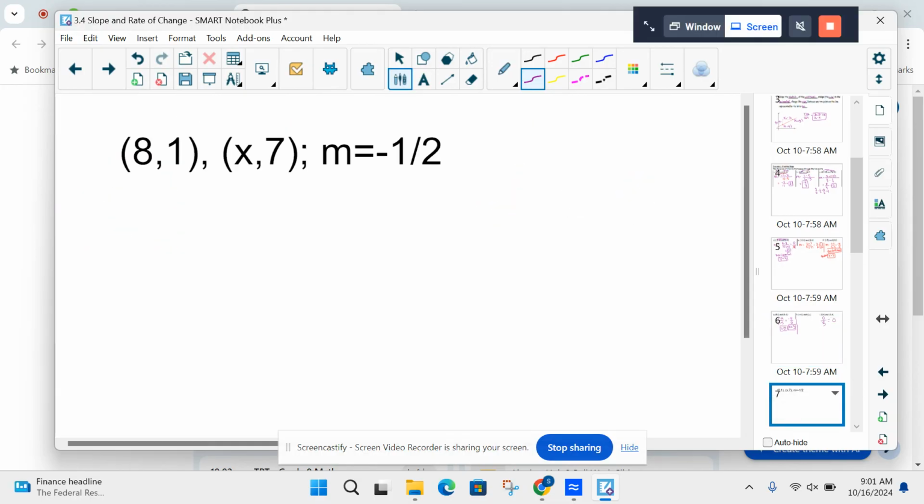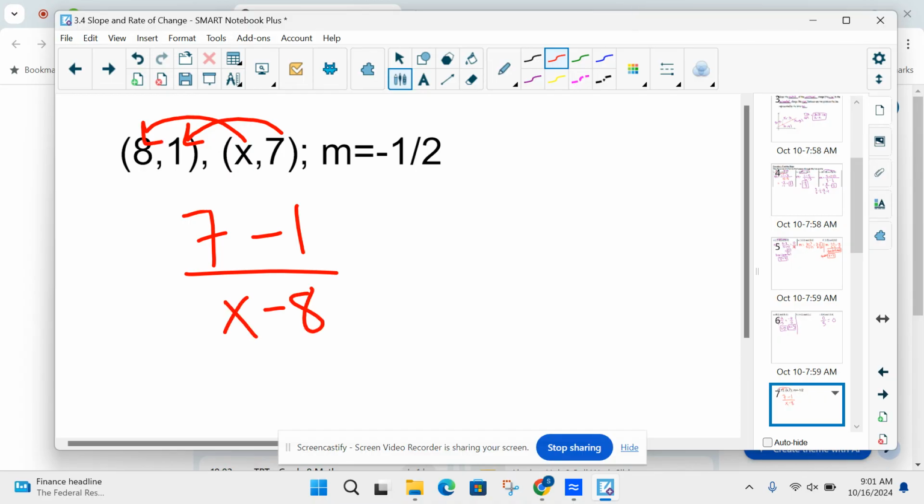Okay, so let's figure out how to do these questions. What we're going to do is set up our slope formula with what we have. So you're doing y2 minus y1. That would be 7 minus 1 over x2 minus x1, which is x minus 8. And just to clarify, this is a problem that is not in your notes, so you're doing it on the back of your paper. And there are 2 other problems that we're going to do, so make sure you save some room.